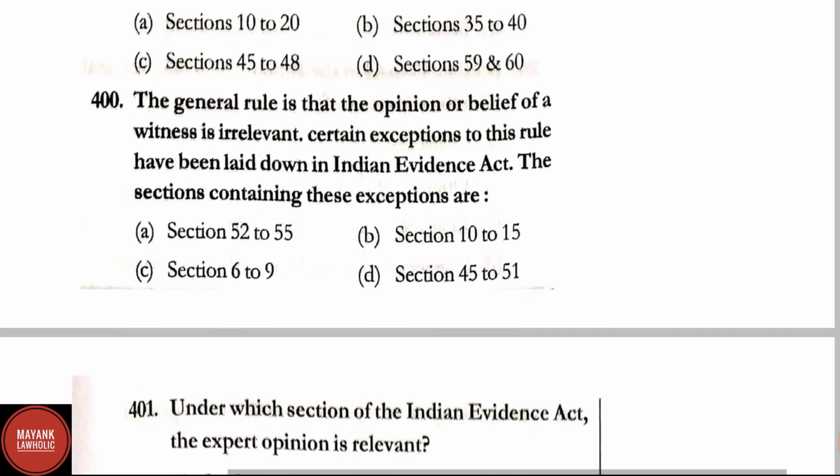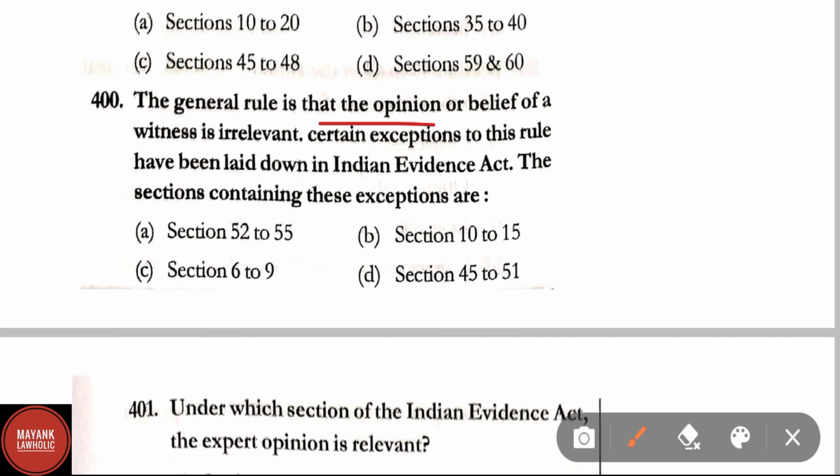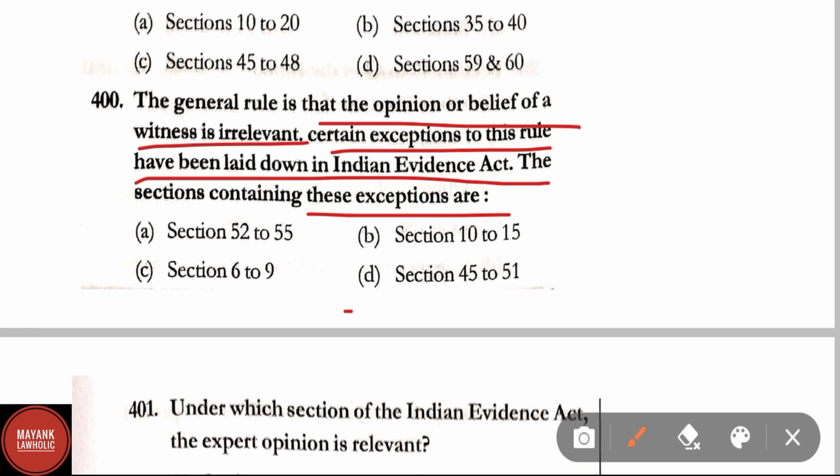Question number 400. The general rule is that the opinion or belief of a witness is irrelevant. Certain exceptions to this rule have been laid down in Indian Evidence Act. The sections contained these exceptions are option A, section 52 to 55, option B, section 10 to 15, option C, section 6 to 9 and option D, section 45 to 51. Option D here is the right answer.